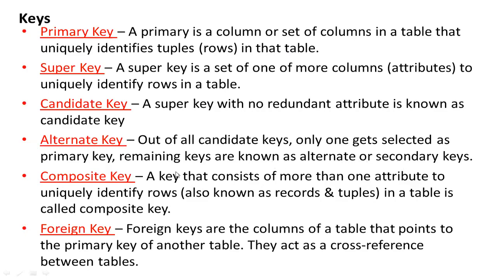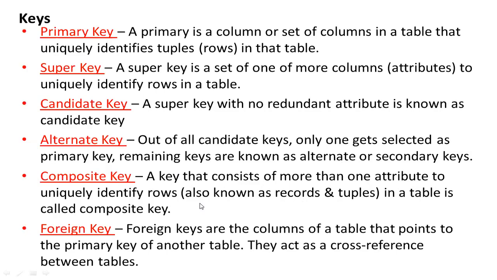Then the next one is the composite key. Composite means a group, more than one. A key that consists of more than one attribute to uniquely identify the rows, also known as records or tuples, in a table is called a composite key.